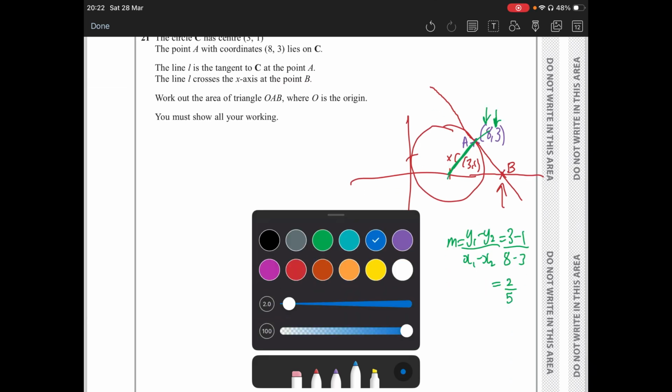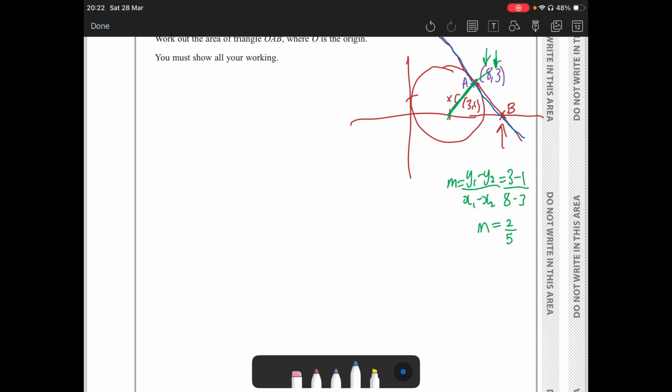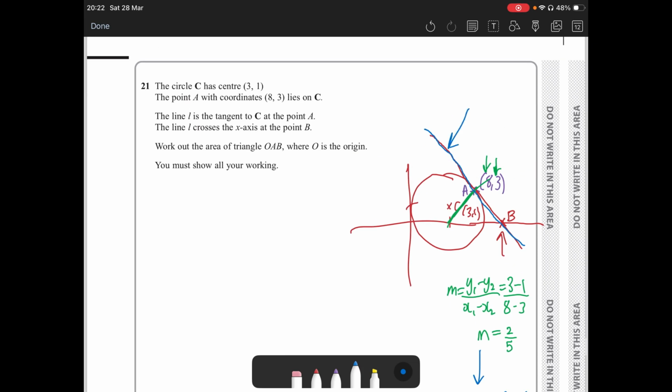Now, I will highlight this in blue, but the gradient of this blue line will be the negative reciprocal of this, right? So the value of m here, I'll call this the perpendicular line, will be minus 5 over 2. And you can obtain that by doing 1 divided by 2/5 with a minus, which is simply that. Okay, so this blue line has equation y equals minus 5/2 x plus c.